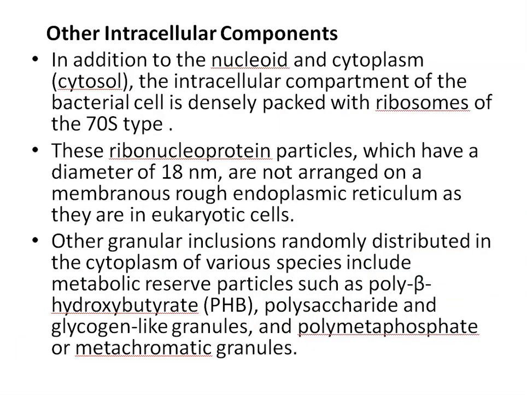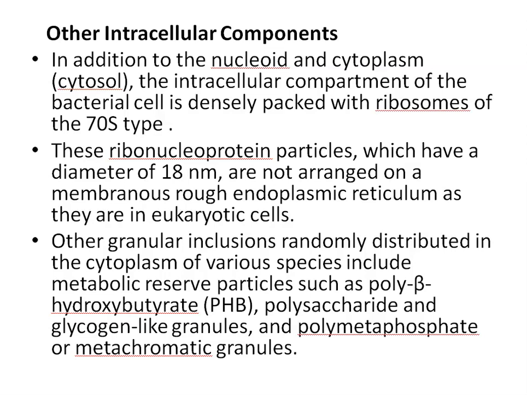Now, other intracellular components. In addition to the nucleoid and cytoplasm, the intracellular compartment of the bacterial cell is densely packed with ribosomes. Ribosomes which are present in bacteria are of 70S type. These ribonucleoprotein particles, which have a diameter of about 18 nm, are not arranged on membranous rough endoplasmic reticulum as they are in the case of eukaryotic cells, right?